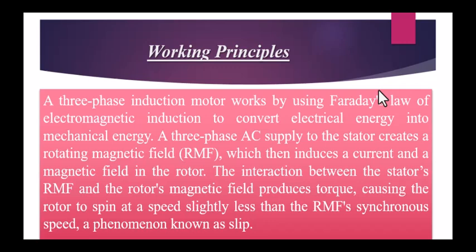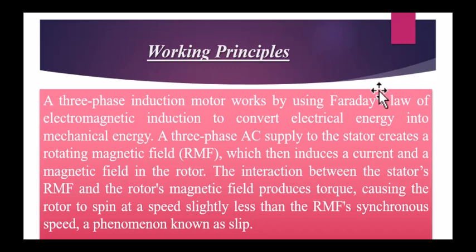When we give the three-phase supply through three-phase cable to the motor, then two types of magnetic field are produced: the stator magnetic field and the rotor magnetic field. The interaction between the stator magnetic field and the rotor magnetic field produces a torque, causing the rotor to spin at a speed slightly less than the synchronous speed, a phenomenon known as slip.